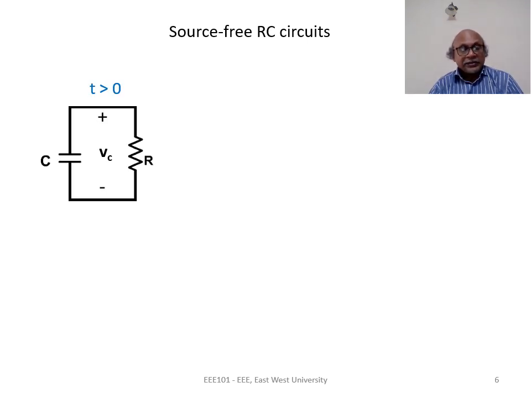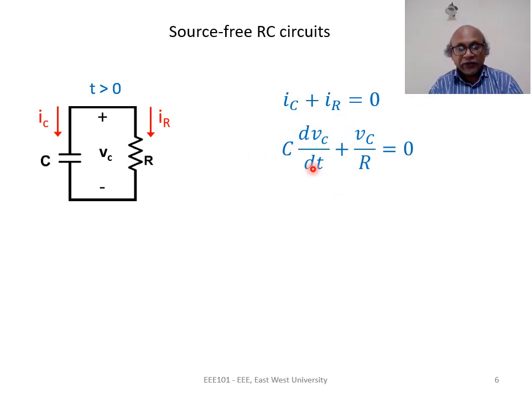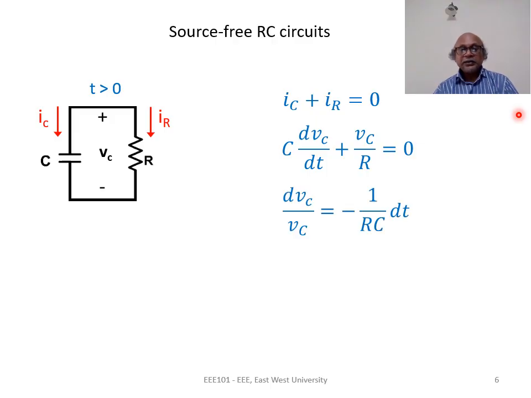We now analyze the circuit for t greater than 0. This was the circuit. We assign a current through the capacitor IC and another current through the resistor IR. Writing KCL at the plus node, this is what we get. Vc is the voltage across the capacitor as well as across the resistor. So the currents can be expressed in this way. This is from the IV relationship of the capacitor, and the second term comes from Ohm's law. This term can be rearranged in this manner.